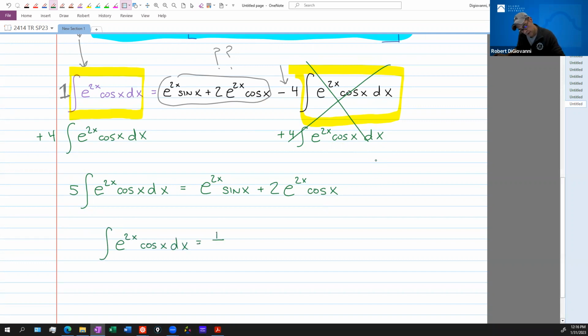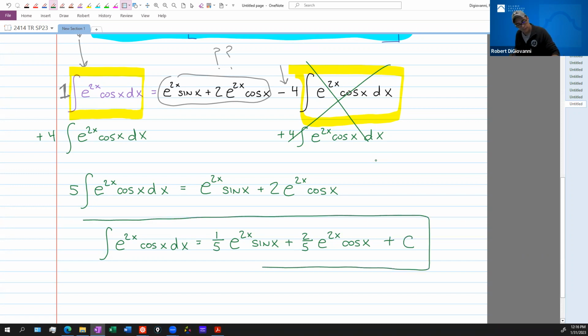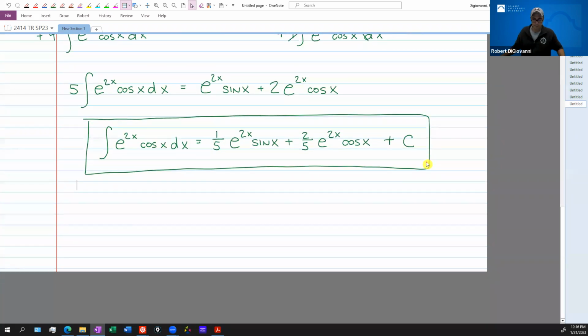So I'm going to write this as 1/5 e to the 2x sine x plus 2/5 e to the 2x cosine x. Now, there is one little catch to this method. Because we treat it like an equation, we kind of lose sight of the fact that this is an antiderivative, so we have to remember that there's got to be a plus C out here. There it is. That's pretty cool.